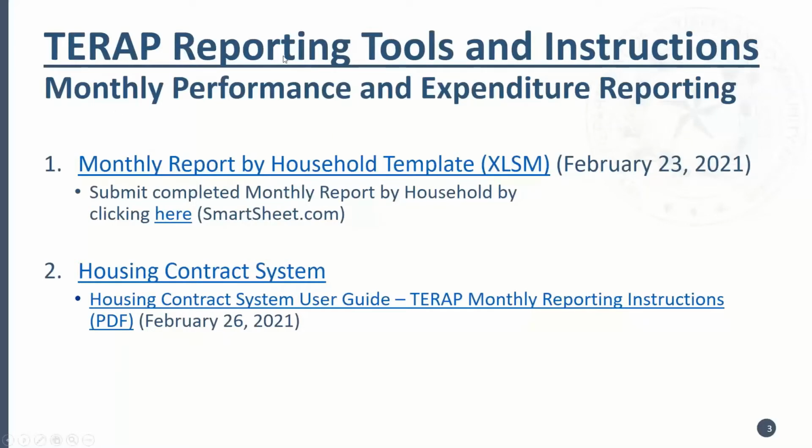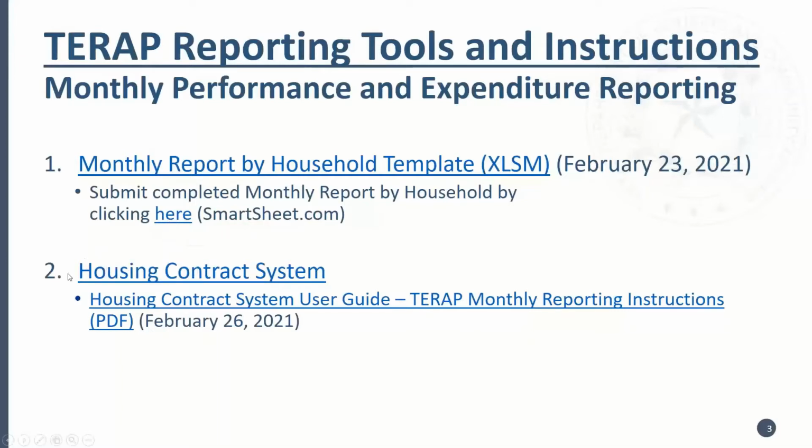So we have our TERAP reporting tools and instructions here. So it's the monthly report performance and expenditure reporting, right? And so there are two reports. We have one that is an Excel spreadsheet that is submitted into this link. So you will open this up, you will have a spreadsheet, complete it, and then you will submit it through Smartsheets here.